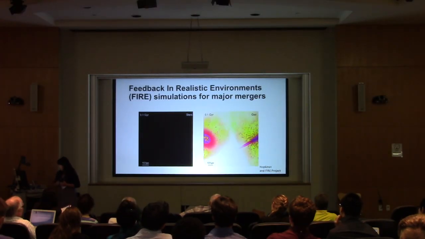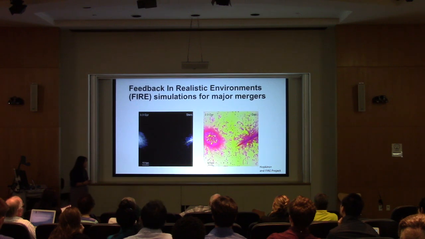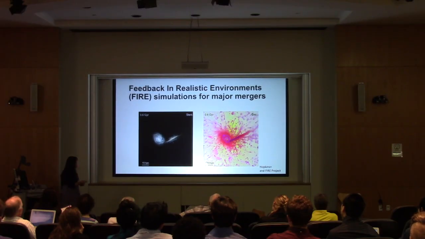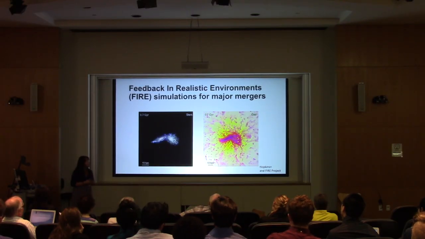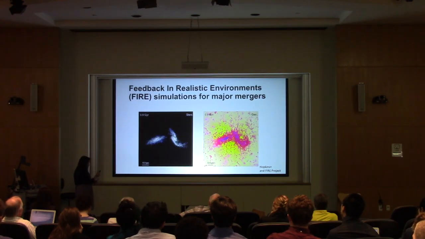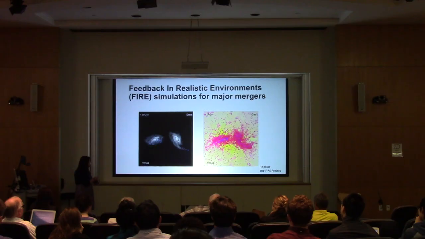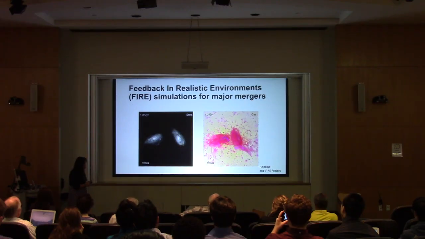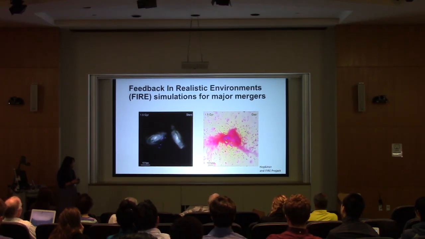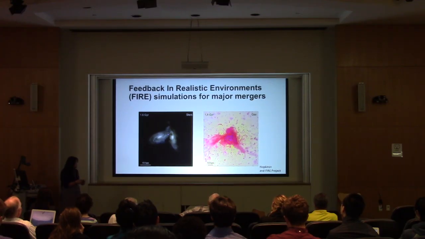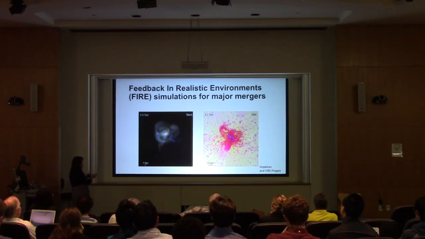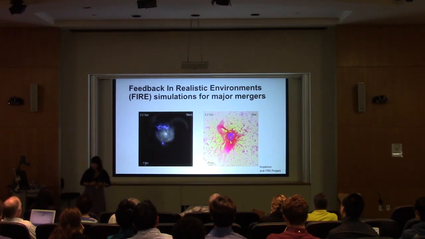So, current state-of-the-art simulations now incorporate feedback models into their simulations. For instance, the Feedback in Realistic Environments, or FIRE, simulations. Here for galaxy mergers, I'm showing on the left a mock optical observation of the stars, and on the right the surface density and temperature of the gas of two progenitor galaxies merging. And you can see that a lot of times the gas, unlike the stars, actually gets spewed out throughout the process, and not just at the very end when the nuclei finally coalesce.